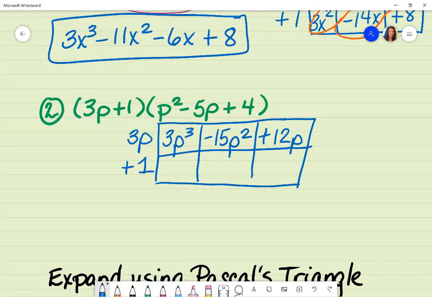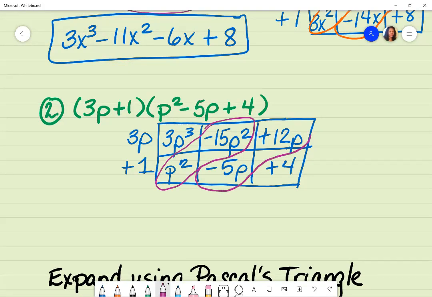Go to the bottom, and again, 1 times anything is itself. So p squared minus 5p plus 4. Combine if I can, which I can in this case. They're in standard form, so I can combine my p squares, I can combine my p's. My final answer in standard form is 3p cubed. -15 plus 1 is -14p squared. 12 minus 5 is plus 7p. And then finally, the last box, plus 4.